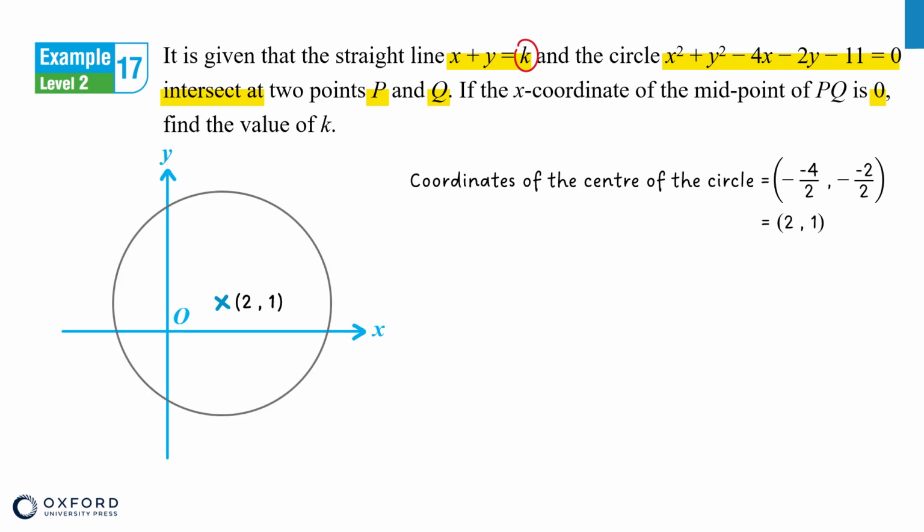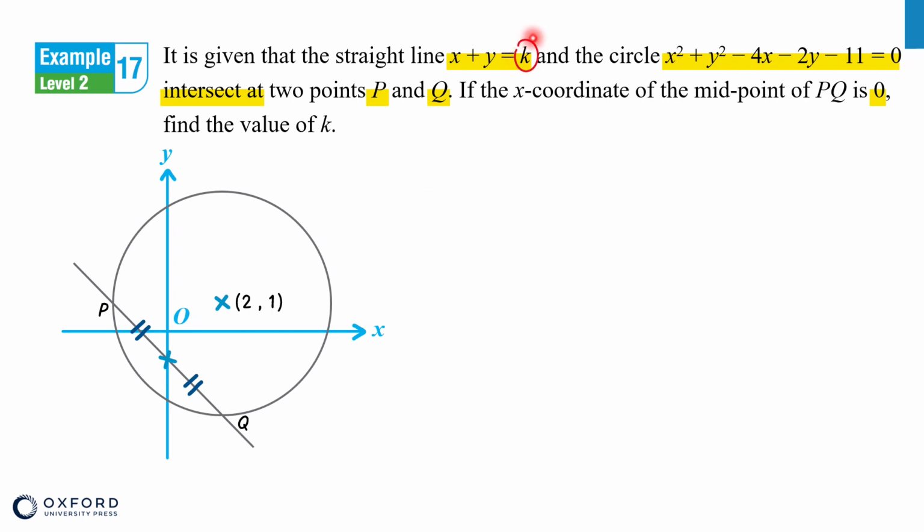Now the straight line x plus y is equal to k. From its equation, we get that its slope is negative 1 over 1, that is negative 1. So it's a line sloping down from left to right, and it intersects the circle at P and Q, with the midpoint of PQ on the y-axis. So the straight line is maybe like this.